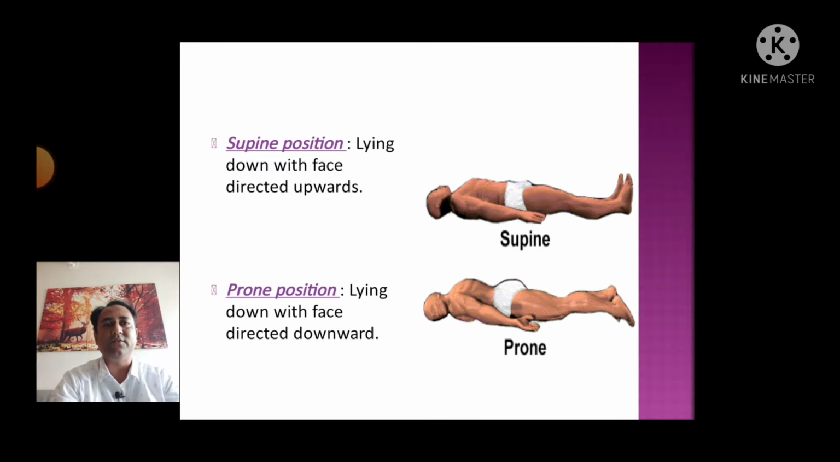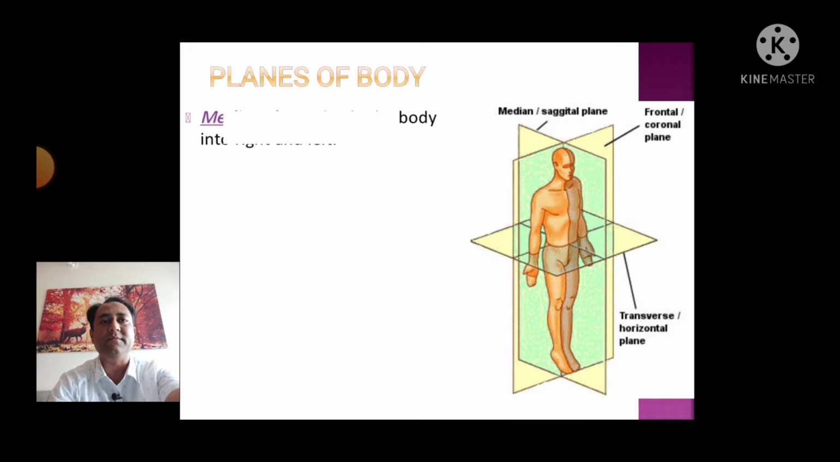We sleep straight, and that is called the supine position. Until now we used to say sleeping straight, but from now onward you have to call this position the supine position. Opposite to it, lying down with the face directed downward, is called the prone position of the body. Okay, then planes of the body.